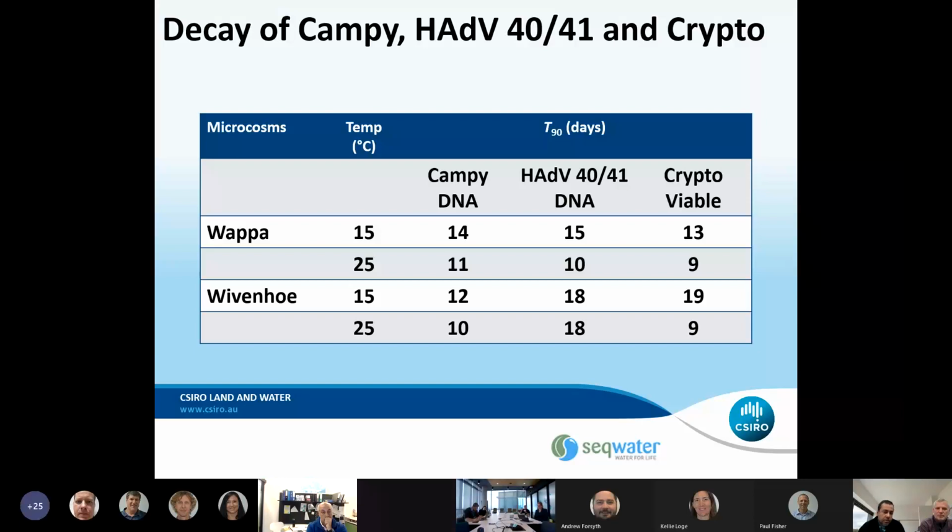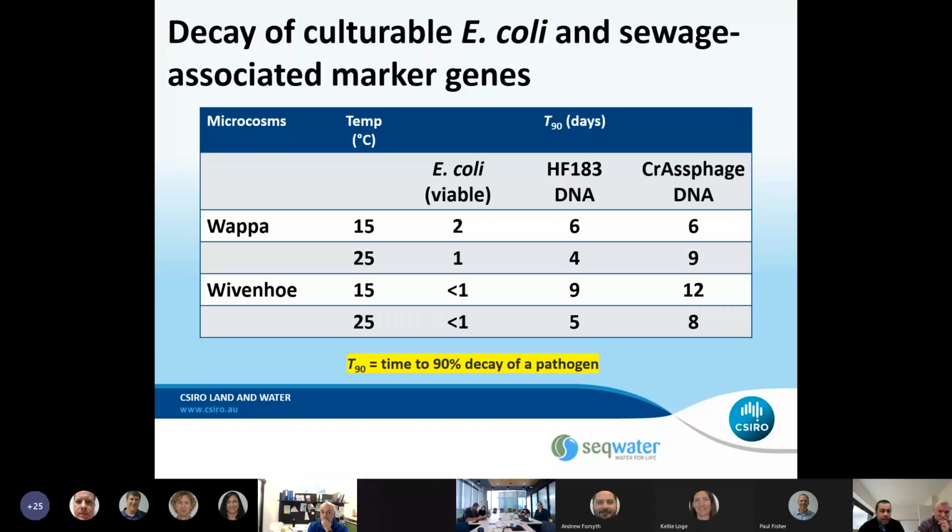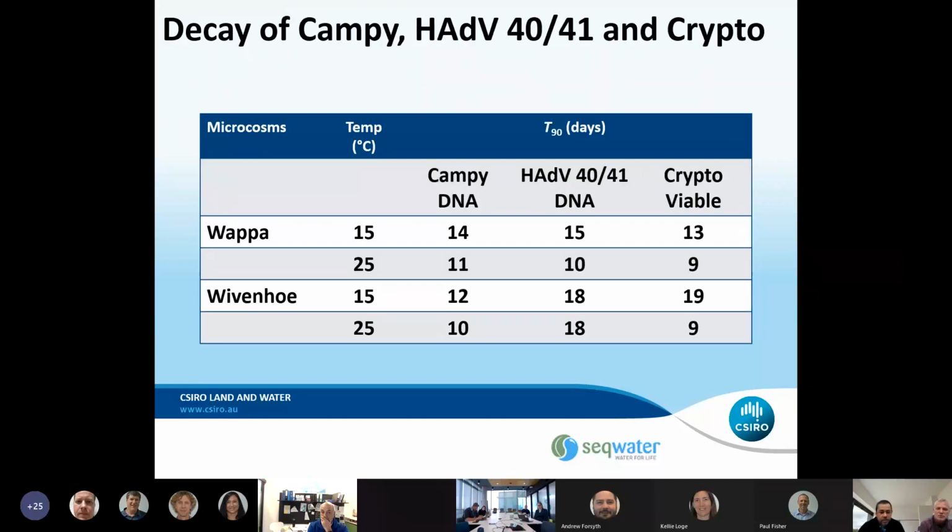Viable Cryptosporidium also persisted up to 19 days for 1 log reduction. The interesting thing is that if you go back and look at the E. coli T90, which is only 1 to 2 days, and then you see the Cryptosporidium T90, which is 13 to 90 days, it clearly suggests that E. coli would not be a good indicator for pathogens.